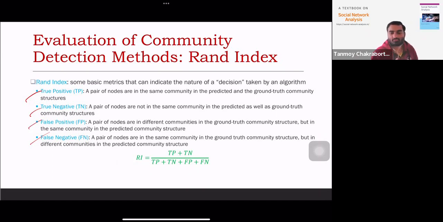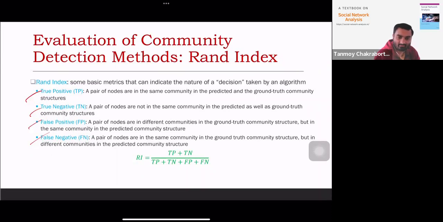What is true negative? You take a pair of nodes. The pair of nodes do not belong to the same ground truth community. Therefore, this is true negative. Your algorithm also says that these two nodes should be separated. The ground truth also says that these two nodes should be separated. So true negative. False positive: a pair of nodes, right, belong to the same detected community, but according to the ground truth, they should not be together. So your result says that this is positive, but your ground truth says that this is false. This is false positive.